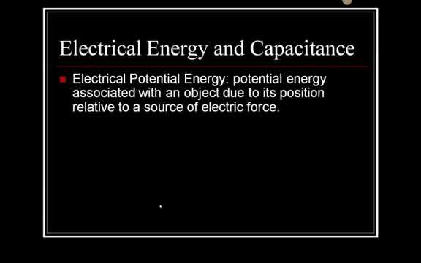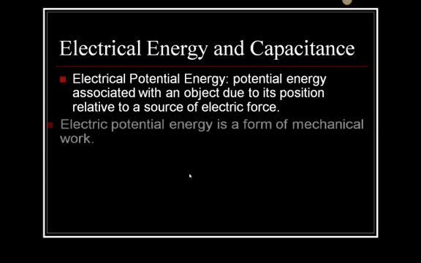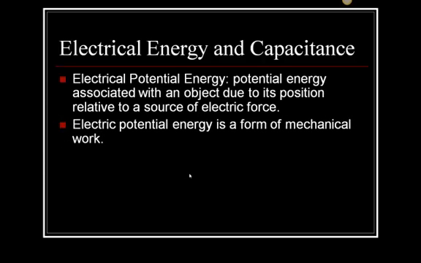Electrical potential energy. This is the potential energy associated with an object due to its position relative to a source of electric force. Remember before we had talked about elastic potential energy, which was due to the stretched properties of it, and we talked about gravitational potential energy. We're bringing a different type of potential energy in, which is the electrical potential energy. It's due to the position to a source of electric force. Electric potential energy is a form of mechanical work. Remember we talked about mechanical work, the sum of all energies.